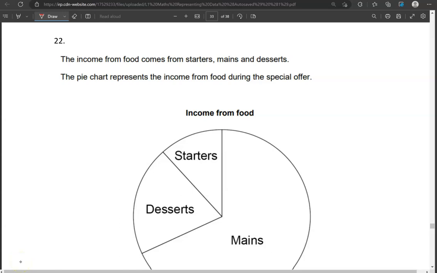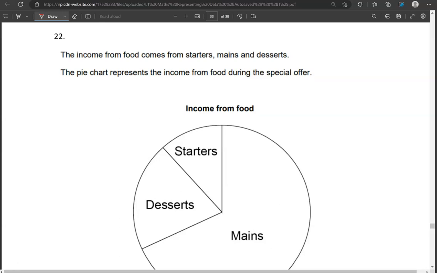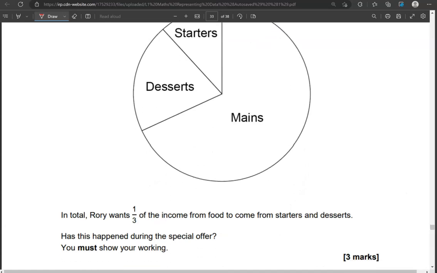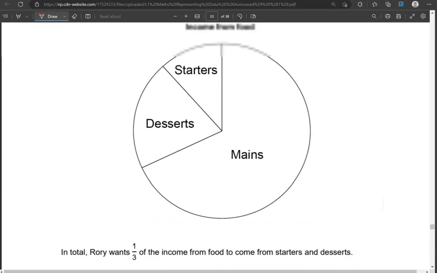The income from food comes from starters, mains and desserts. The pie chart represents the income from food during the special offer. In total, Rory wants 1/3 of the income from food to come from starters and desserts. Has this happened during the special offer? You must show your working.